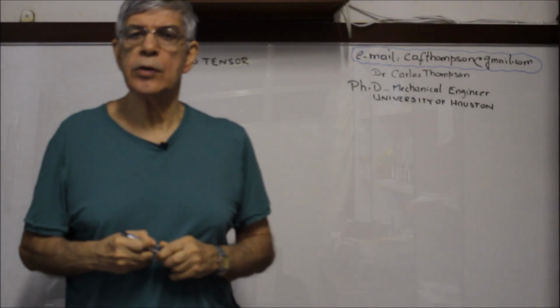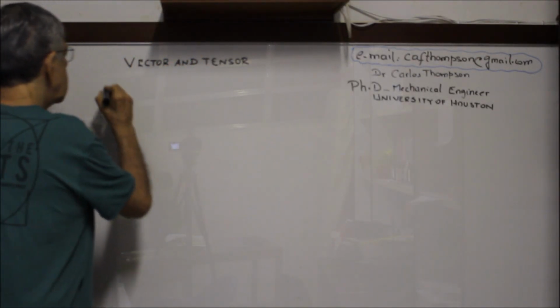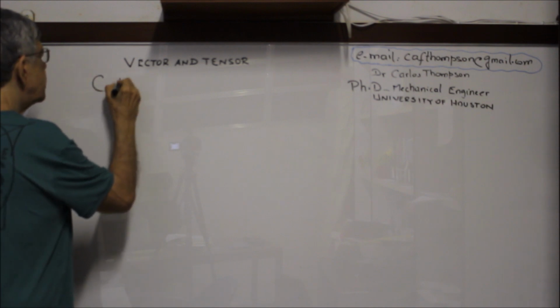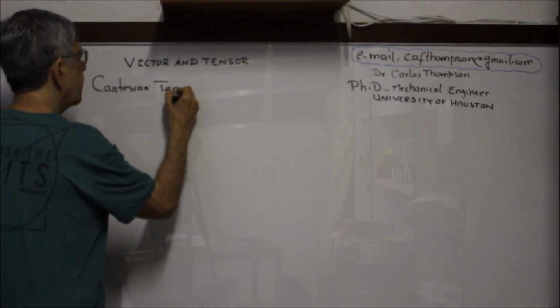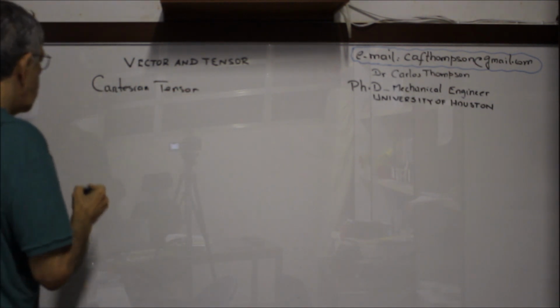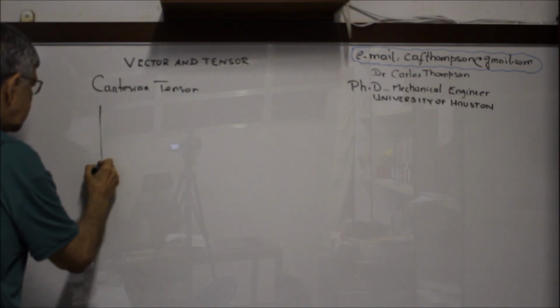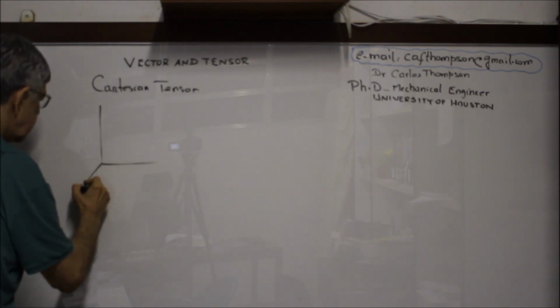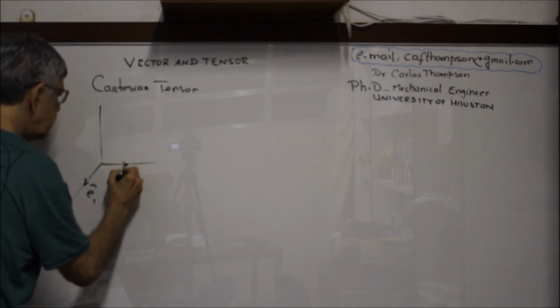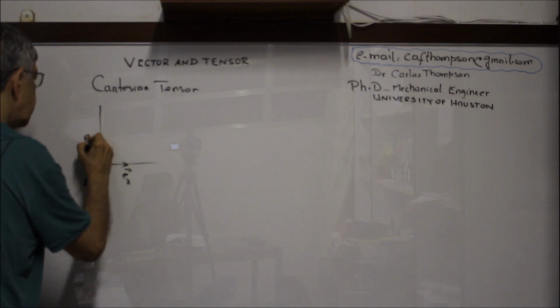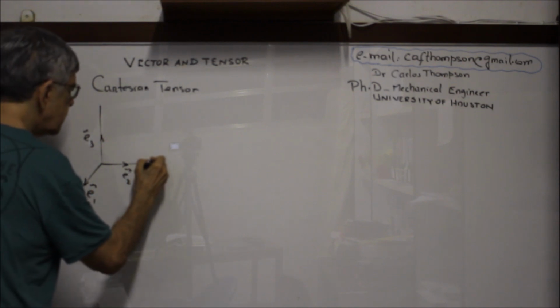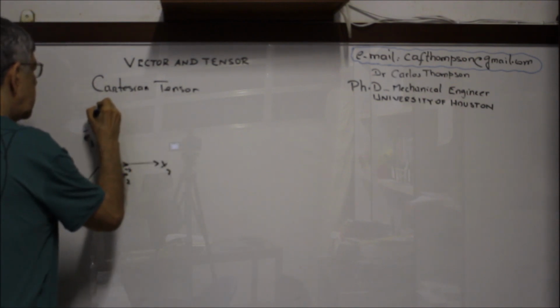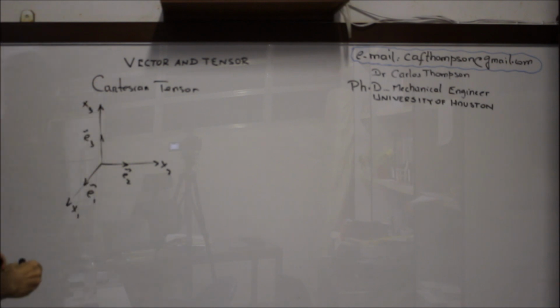In this video, we are going to talk about Cartesian tensors. Now, consider the standard basis. This is unit vector E1, unit vector E2, and unit vector E3. This is the x1 axis, x2, and x3.